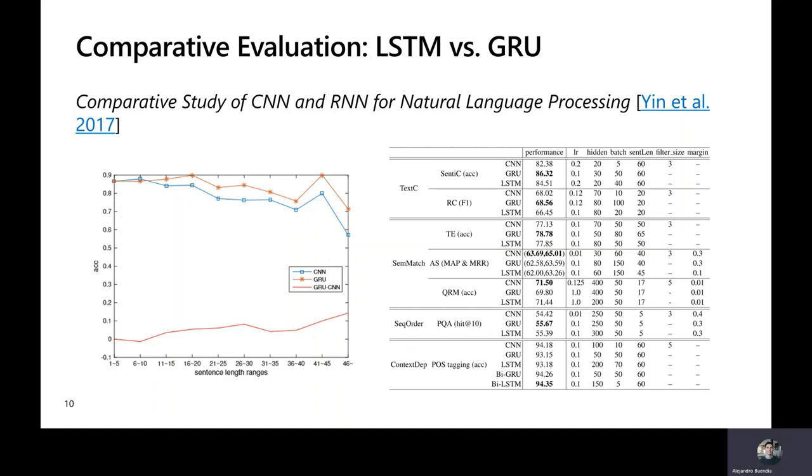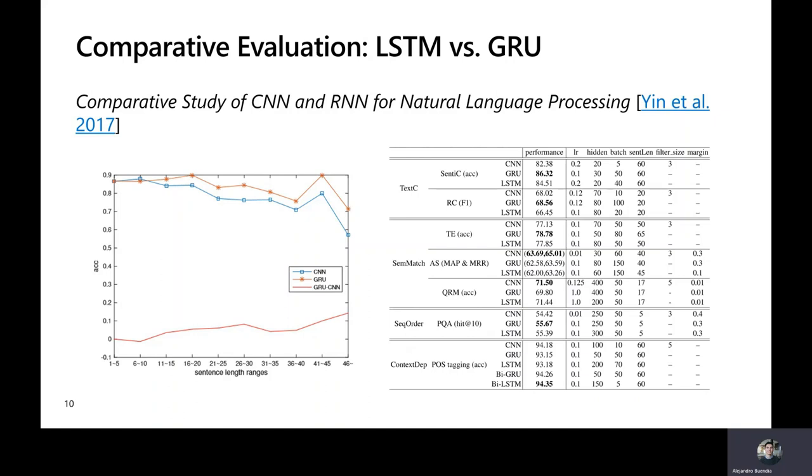These results show that the GRU performs best on sentiment classification and comparably with the CNN for relation classification. The GRU also outperforms the CNN on text entailment and path query answering. For part of speech tagging, a bidirectional LSTM outperforms both the GRU and the CNN. The authors note that it is expected for the RNN methods to outperform the CNN in path query answering and part of speech tagging, where long-range dependencies are important.